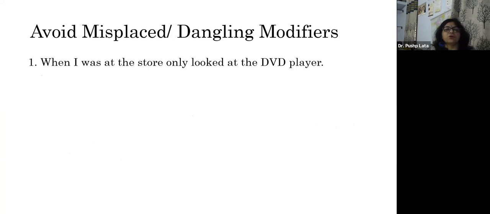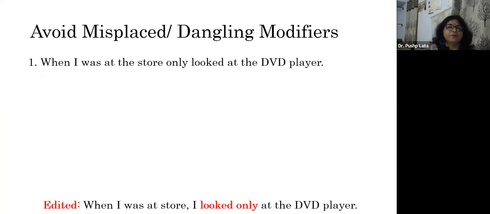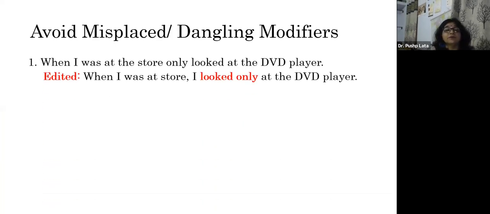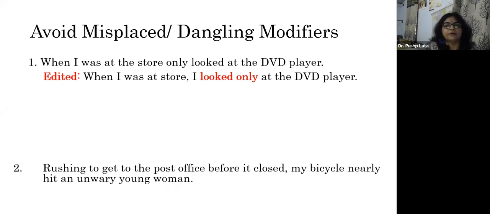When I was at the store, I only looked at DVD players. I did not look at anything else but the DVD players. Versus, when I was at the store, I looked only at the DVD player. Only looked at, I did not buy, whereas this says that I looked only at the DVD player. So when I want to say this, I have to make it very clear. Use of the adverbs, where to place it, should be clear to us. So rather than saying only looked at, we have to say looked only at the DVD player.